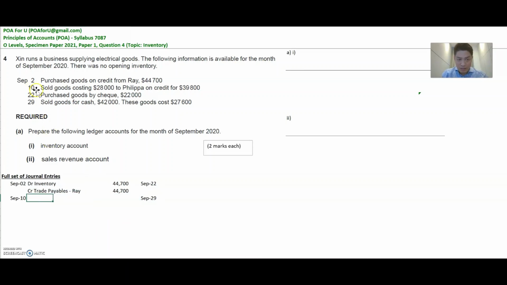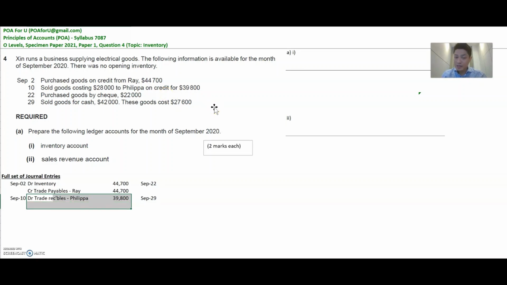Next thing, on the 10th, I sold goods costing 28,000 on credit to Philippa for 39,000. Now, any sale transaction will result in two sets of double entry, one to record the sale and the other to record the inventory movement. So the first thing that we have here is debit trade receivables, because as a result of the sale, which is done on credit, you have trade receivables due to you, and that's for 39,000.